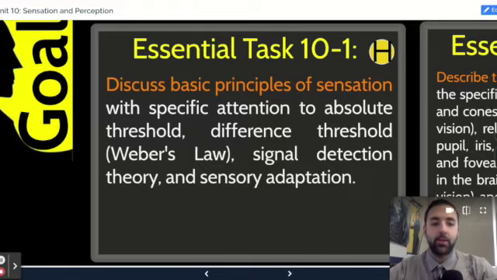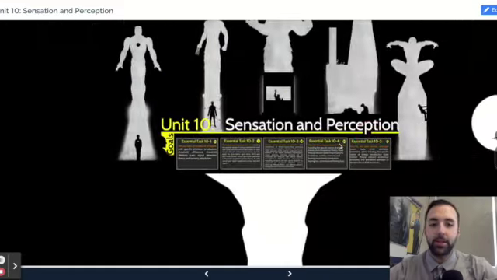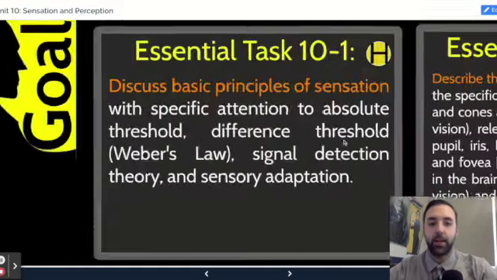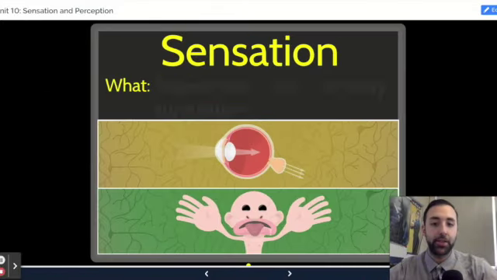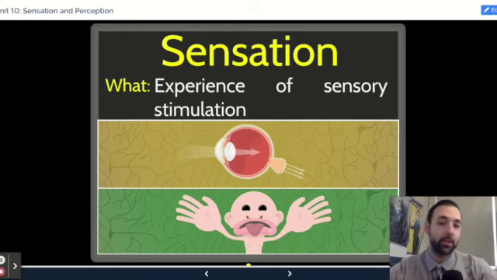As we begin this unit, I should note the name of the unit is Sensation and Perception. In Essential Task 10.1, we are going to describe the term sensation and define it, and also talk about some of the influences to the concept of sensation. Whether it's today or throughout the entire unit, whenever we use the word sensation, we're talking about experiencing sensory stimulation.